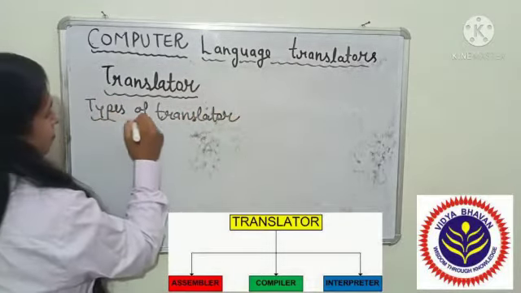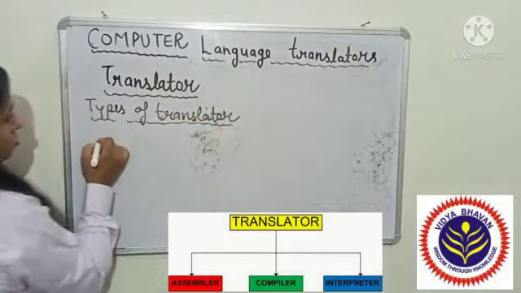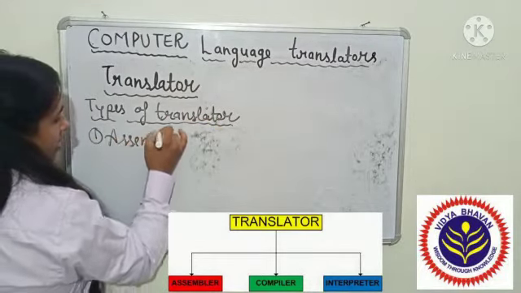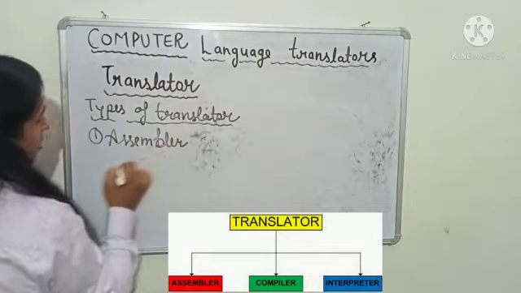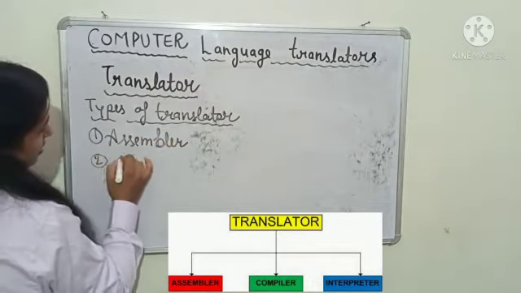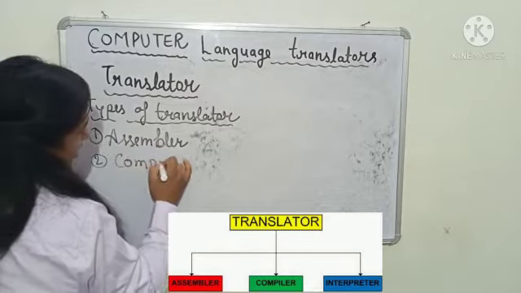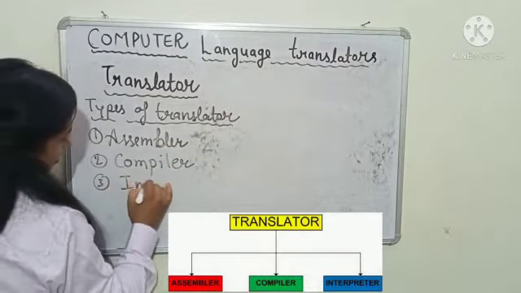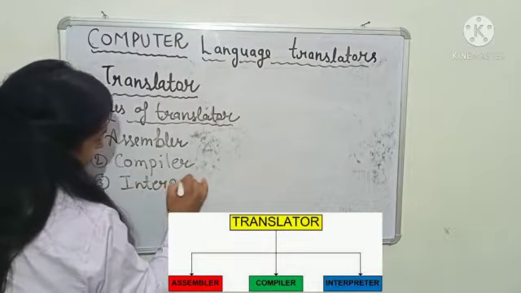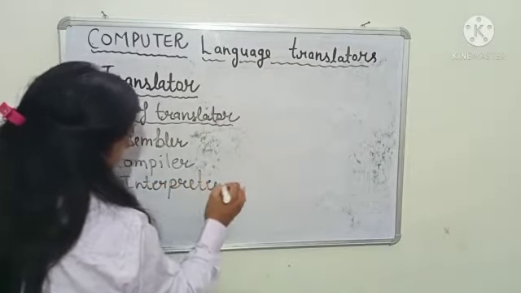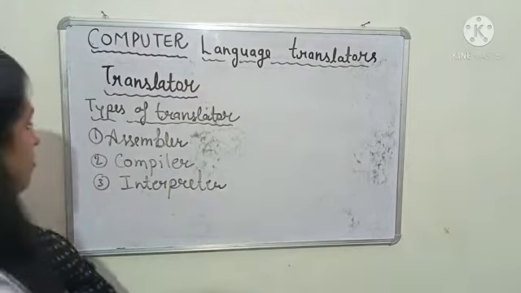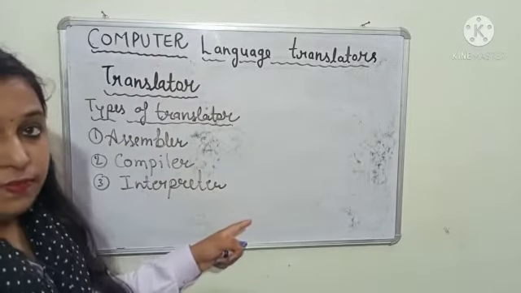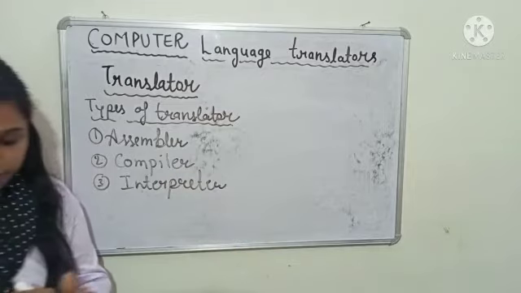If I am talking about the second topic, types of translator, the first is assembler. Assembler is one kind of translator. And the second is compiler. Compiler is also a translator. And the third is interpreter. I will discuss these 3 translators in depth.